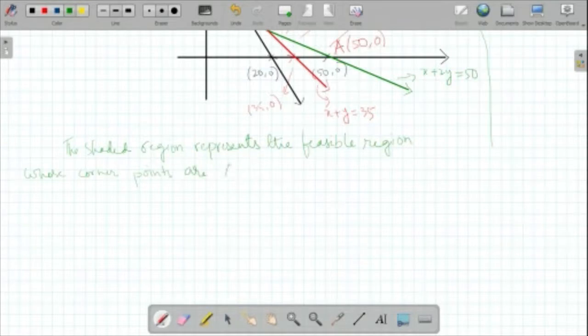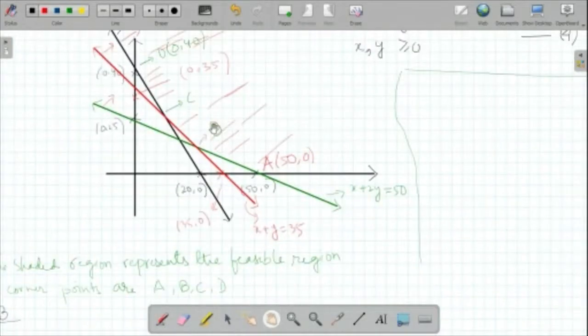And which corner points are A, B, C, and D? Right, A we know it's (50, 0). B we don't know, so let's try to find out what B is. For B, the point B is the intersection of this green line and this red line.